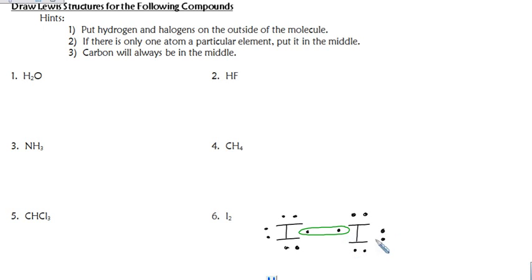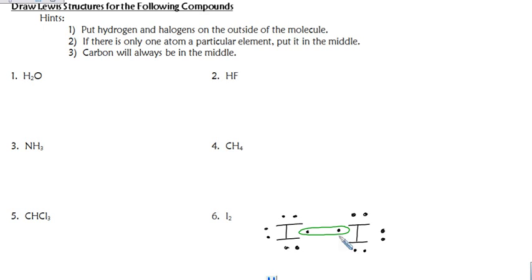2, 4, 6, and then 7, 8. 2, 4, 6, 7, 8. The pair in the middle counts for both iodine. Perfect. Everybody gets an octet. There's covalent bonding. We try to match up the single dots because those are the electrons that we want to share. The other electrons are paired in their orbital, and that's stable.